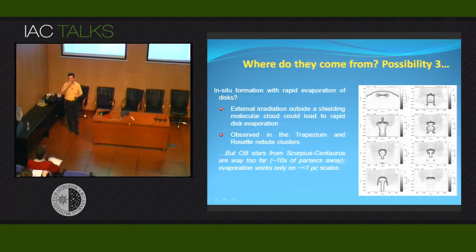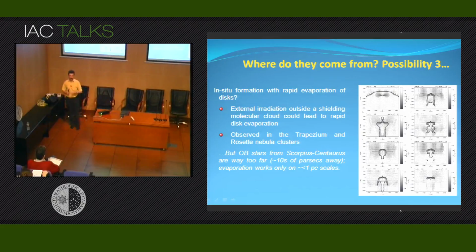So on paper, massive stars could play a role. In practice, the distances involved, for what we know of the current OB population in the Scorpio Centaurus associations, tells us or hints at this mechanism to be highly inefficient in disrupting, in dispersing the circumstellar disks in Lupus.